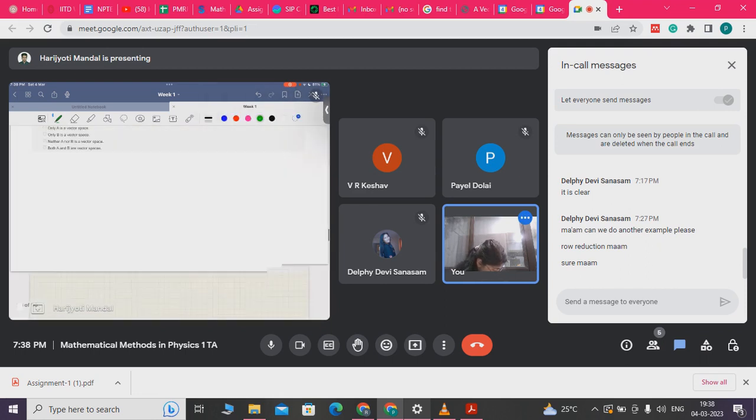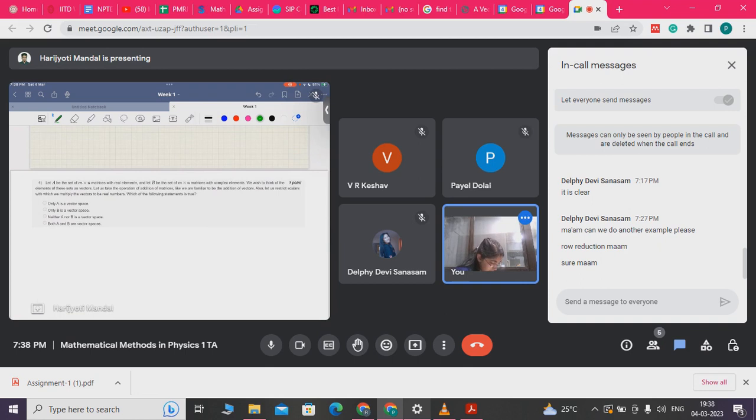Now let's go to question 4. Let A be the set of m by n matrices with real elements and B be the set of m by n matrices with complex elements. We wish to think of the elements of these sets as vectors. Let us take the operation of addition of matrices, like the addition of vectors we are familiar with. Also let us restrict the scalars with which we multiply the vectors to be real numbers. Which of the following statements is true?